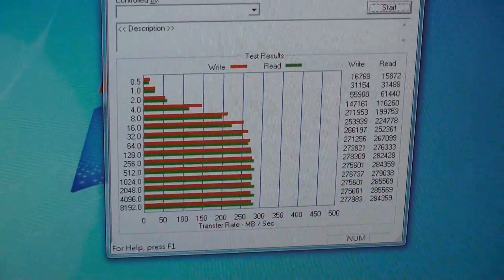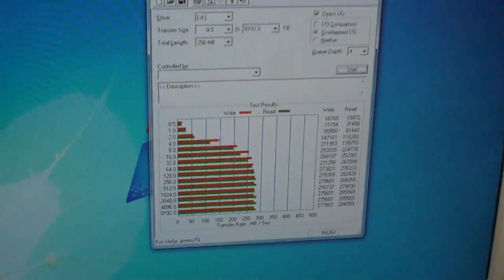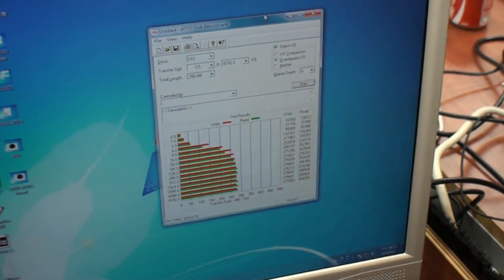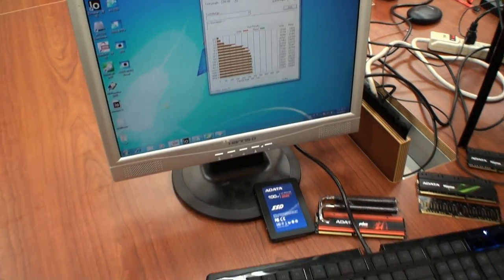So the performance claims are real. And the drive based on the SandForce 1200 controller is a beast, and it performs really fast.